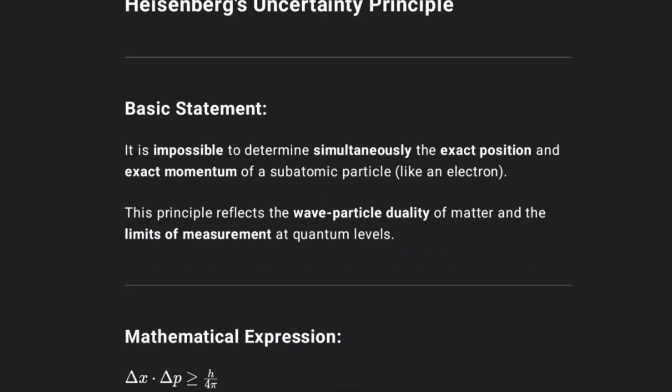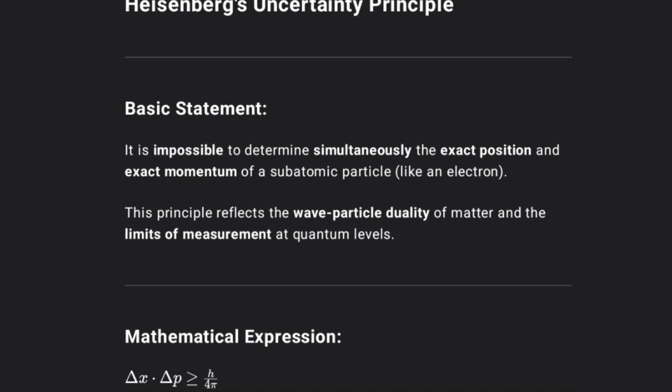Heisenberg's uncertainty principle. Basic statement: it is impossible to determine simultaneously the exact position and exact momentum of a subatomic particle like an electron. This principle reflects the wave-particle duality of matter and the limits of measurement at quantum levels.